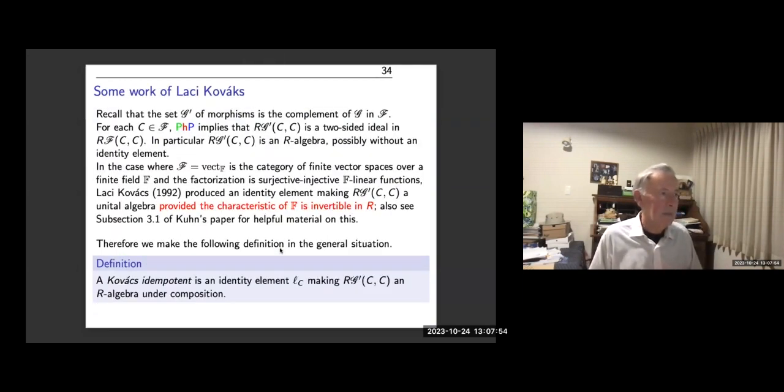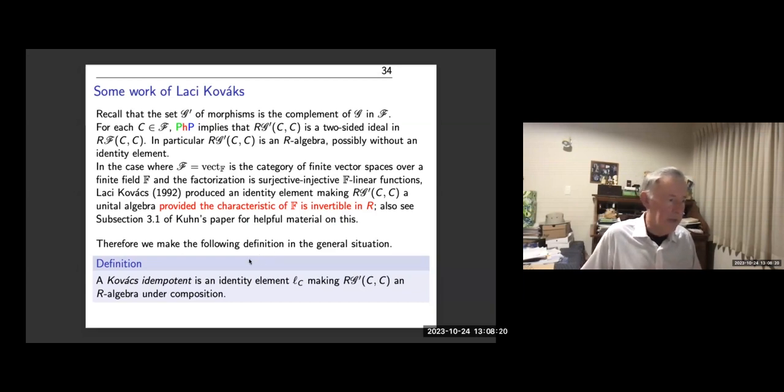And this guy of originally Hungarian origin, but he lived most of his time in Canberra, in Australia, Lotzi Kovacs, actually did the work that was needed by Kuhn to prove this. And what he did was to construct these idempotents in the case of the finite general linear groups.